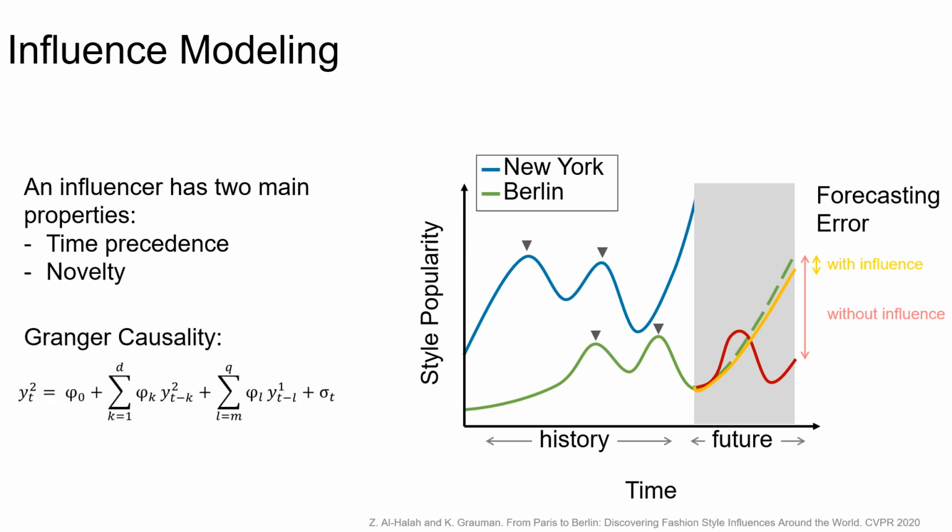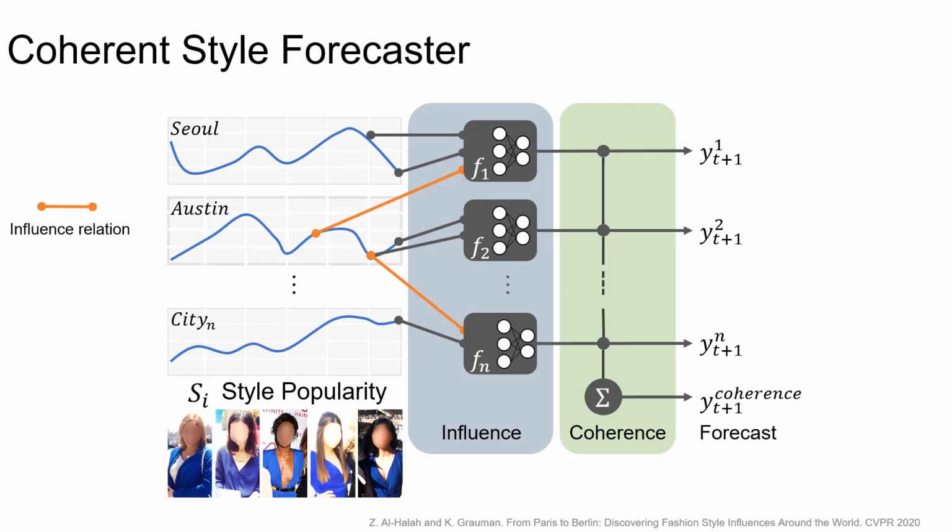We capture these influence relations using the Granger causality test, which tells us whether one style trend has a significant impact on another in terms of reducing its forecasting error. Our neural network model takes these influence relations, shown in orange, to better predict the future of a style in each city. These relations are determined, as explained earlier, using a statistical test over the forecasting accuracy.